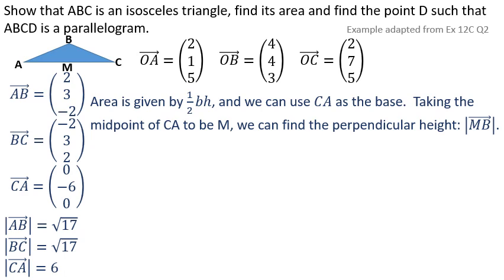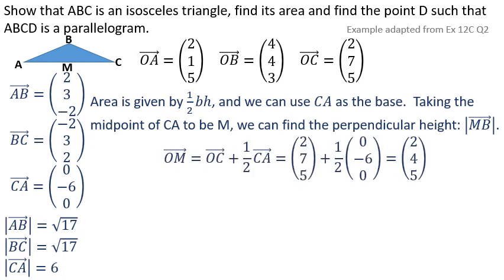We'll use CA or AC as the base, and we're going to introduce a new point called M, the midpoint of that line. If we drop a line from B to M, then the length of that line is the height of my triangle, because that line is the line of symmetry for my isosceles triangle, so it must be at right angles to the base AC. In order to find M, I'm going to need to start from C and move halfway from C to A. Equivalently, I could start from A and move halfway from A to C. I've already got the vector CA, which is why I've done it that way around.